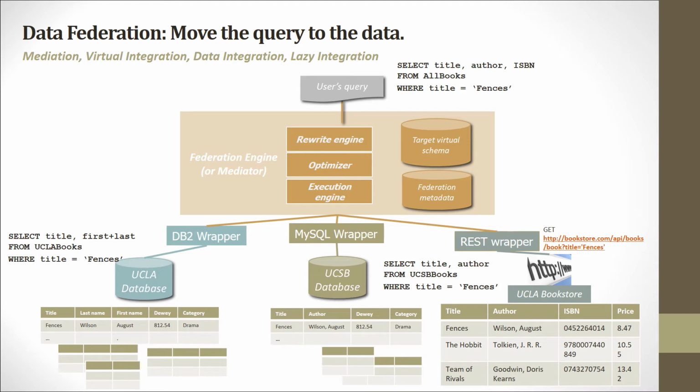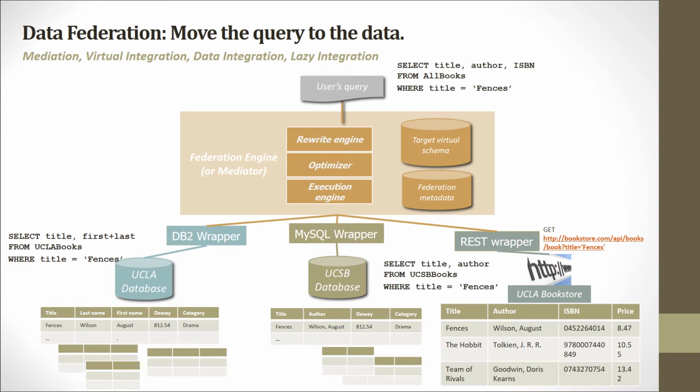In this case, we have two types of wrappers, one that understands SQL for the two relational sources, and one source that understands REST APIs. The federated query engine post-processes the partial results to assemble the final result of the query. What kind of post-processing is involved?